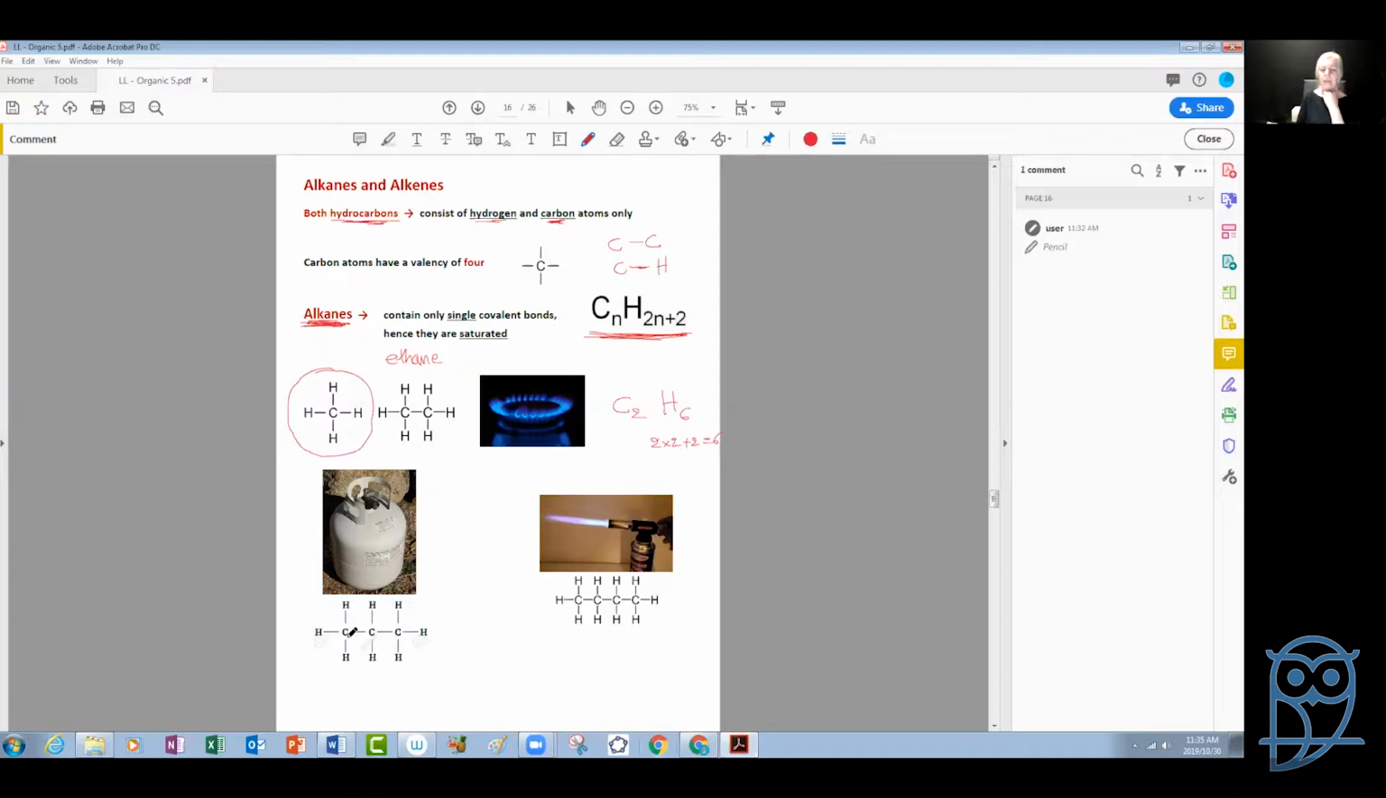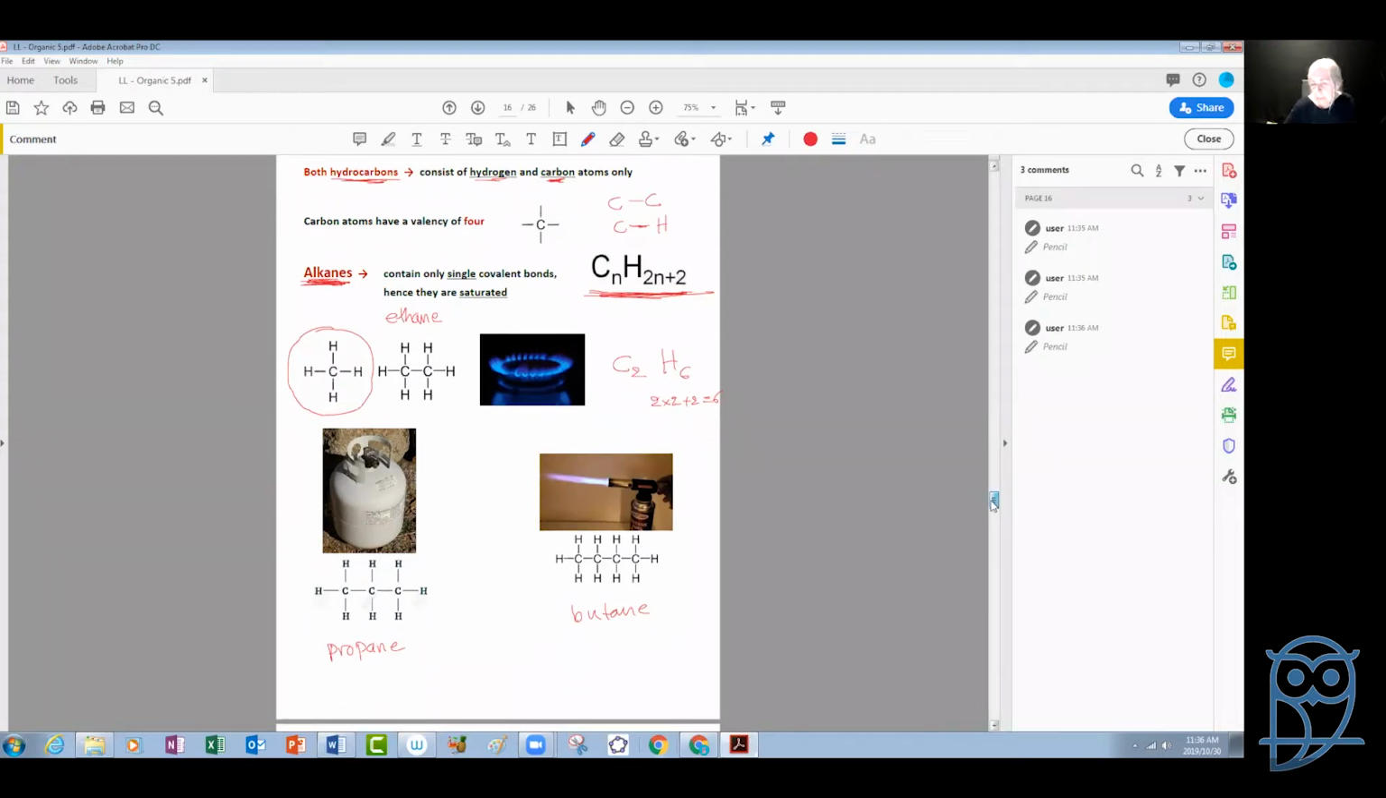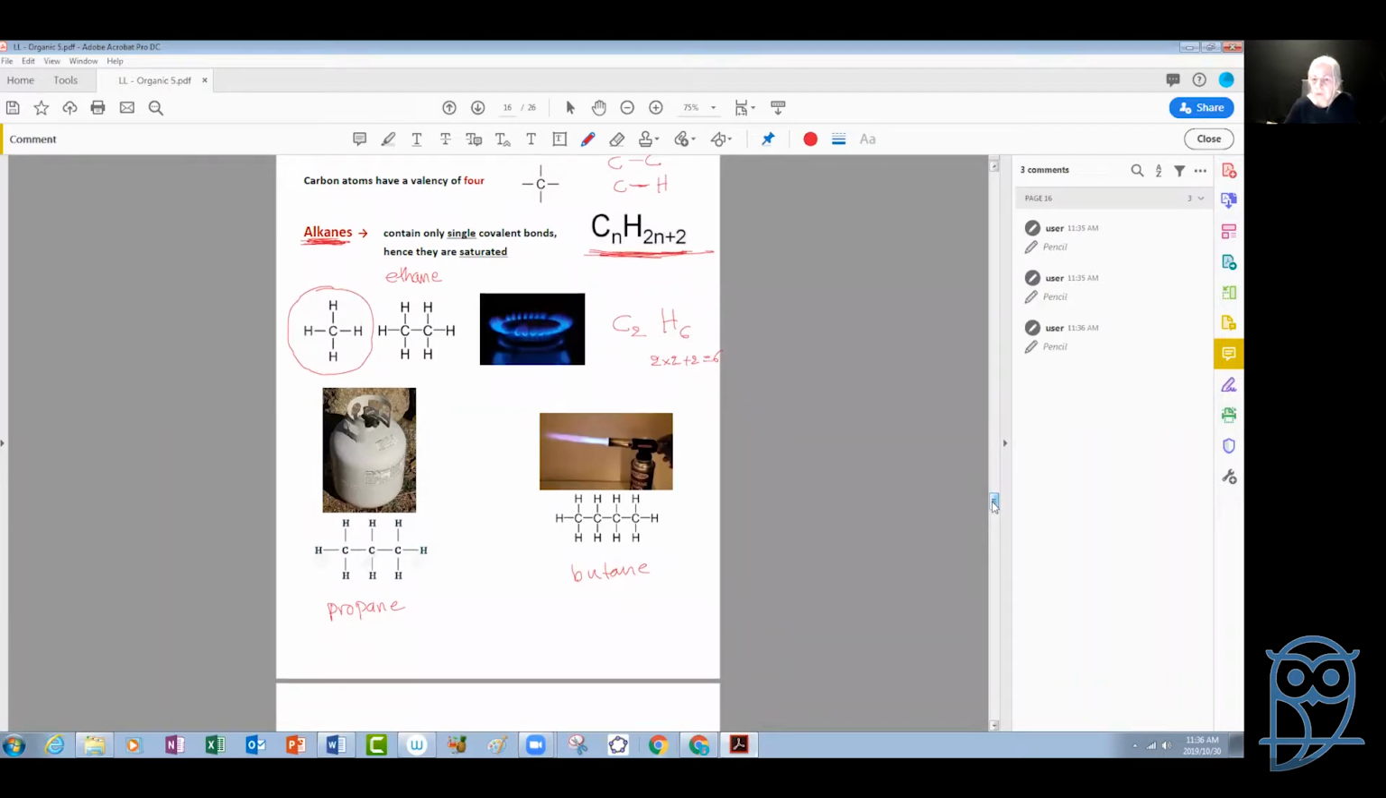Here we have one with 3 carbons, which is propane, and here we have butane. If you check the number of carbons and the number of hydrogens in each and every one of them, you are going to see that they follow the same general formula. We're going to talk again about these hydrocarbons, these alkanes, because these are important fuels of ours.